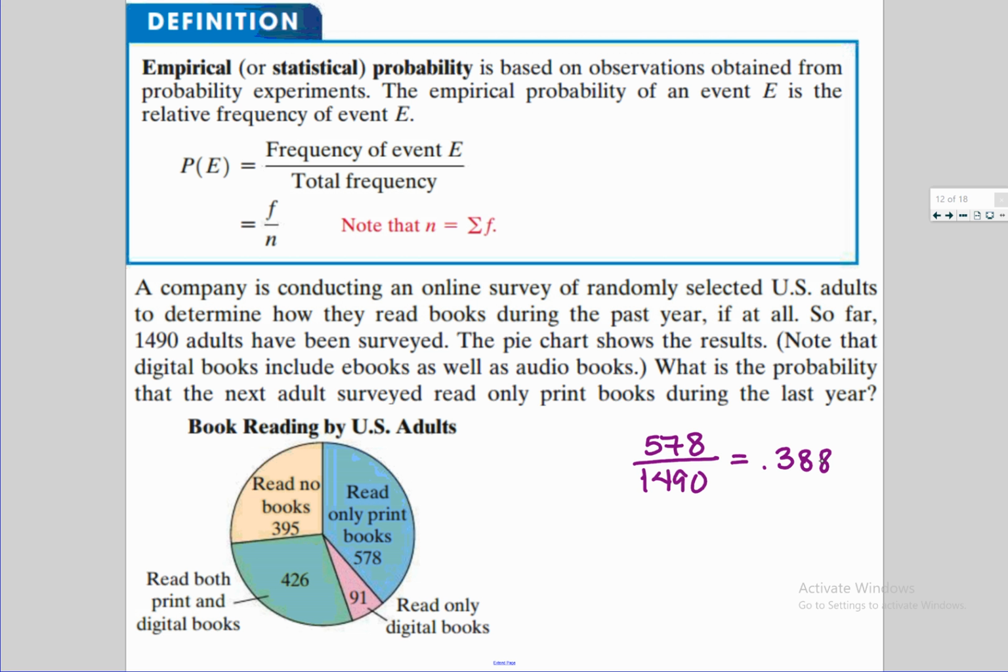Okay, so again, the frequency of that event, how often it occurred, divided by n, the total number in our sample space. So we saw those variables pop up in our last chapter. Those are going to be happening again. Okay, so classical is based on theory. Empirical is based on an experiment.